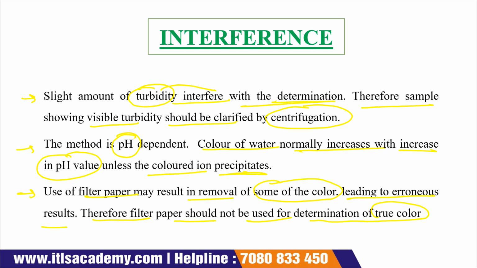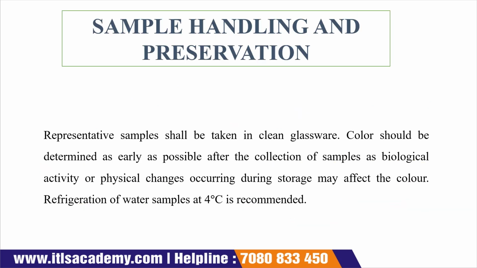Okay, so here there are three interferences. The first one is that turbidity may interfere with the determination. The next is that it depends upon the pH. If the pH increases, then the color of the water will also increase unless there is a colored ion or precipitate. And the last one is that we use filter paper, which leads to the removal of some color particles. So in the case of true color, we are not going to use filter paper. Now the next is sample handling and preservation.